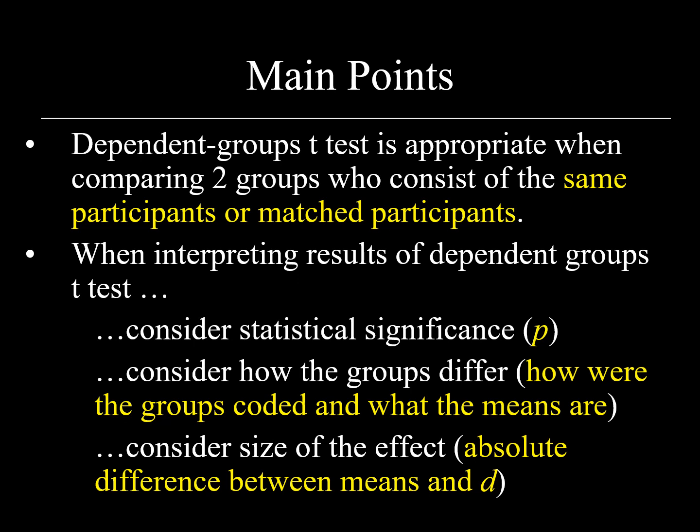So the main points: dependent group t-test is appropriate when comparing two groups who consist of the same participants, or if the experimenter has made a specific effort to match those participants. When interpreting the results of a dependent t-test, we're always going to consider the statistical significance, how those groups differ, so how the groups were coded and what the means are.